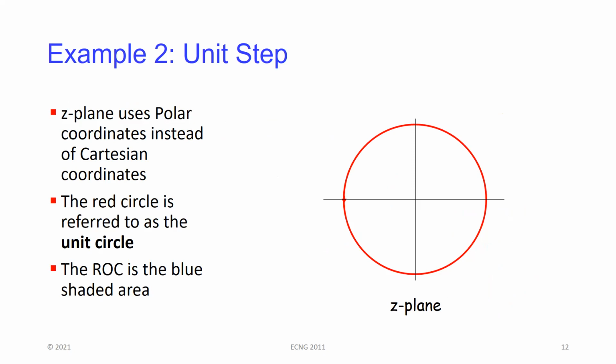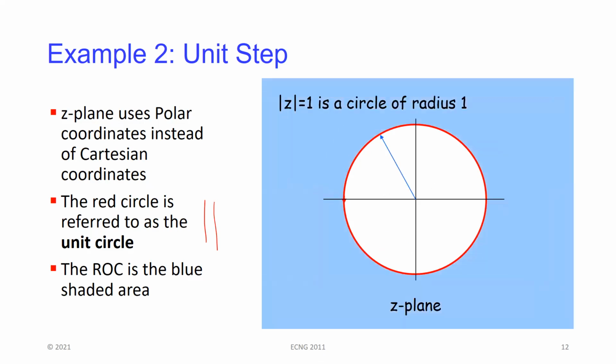And because it was a radius of 1, we call this particular thing the unit circle. And the region of convergence is everywhere in the blue zone outside of the unit circle. And just remember this, the z-plane uses polar coordinates instead of Cartesian. Typical complex number business when you're dealing with a magnitude and an argument for it, right?